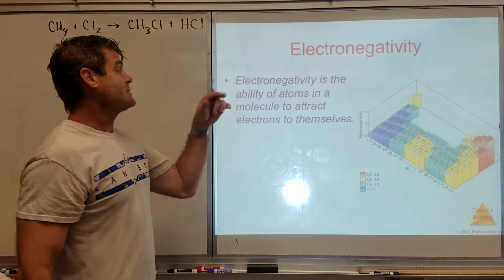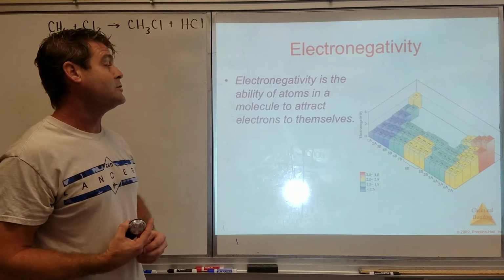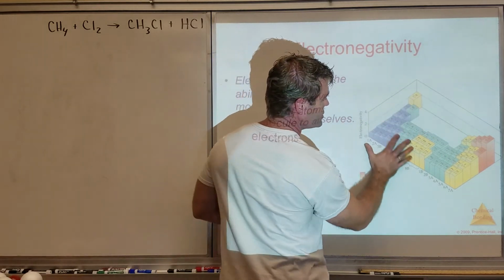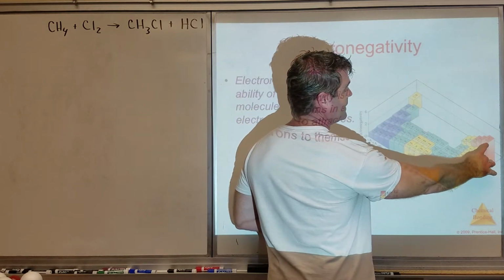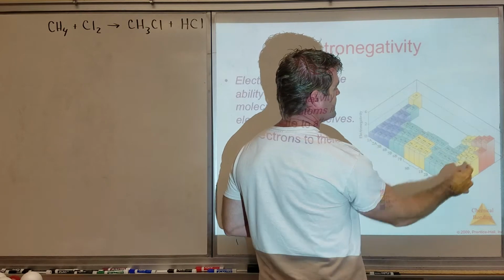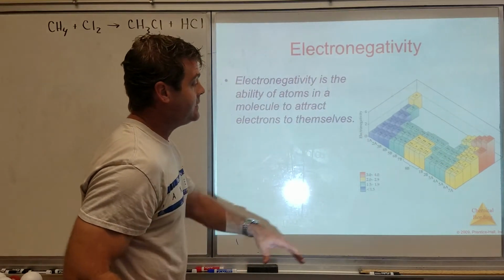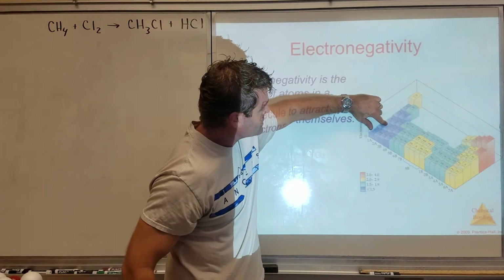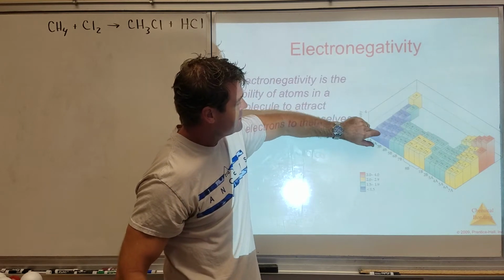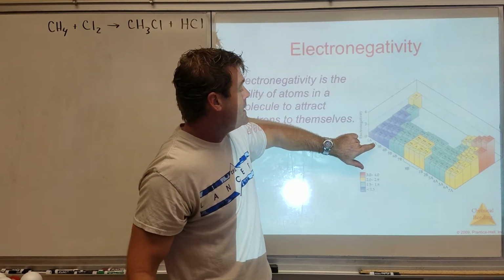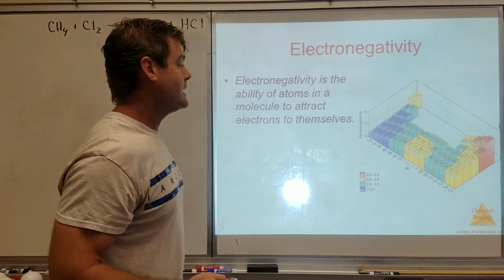Electronegativity, we talked about this. Electronegativity is the ability of atoms in a molecule to attract electrons to themselves. This is showing you, for example, that fluorine, upper right, has the highest electronegativity. And you'll notice the metals have a much lower one, shown by the size of the square. Metals have a very low electronegativity.